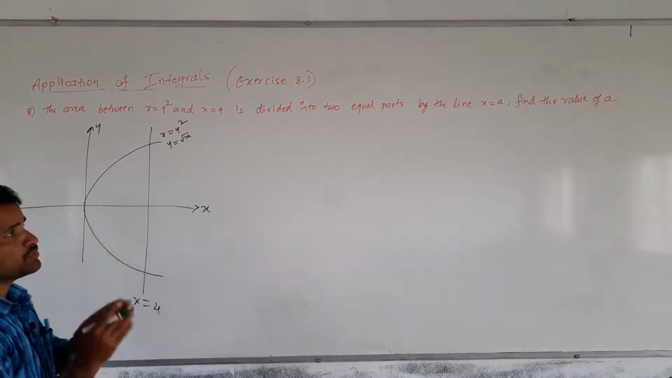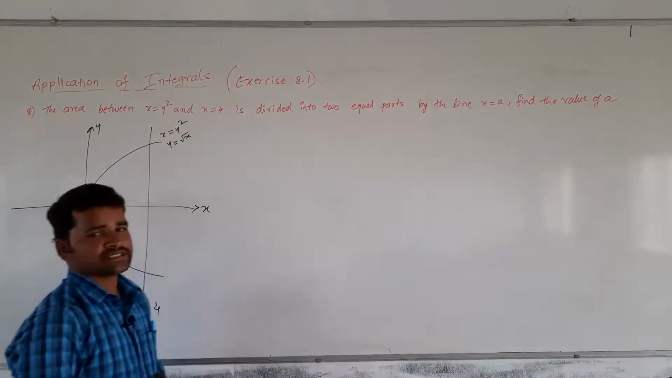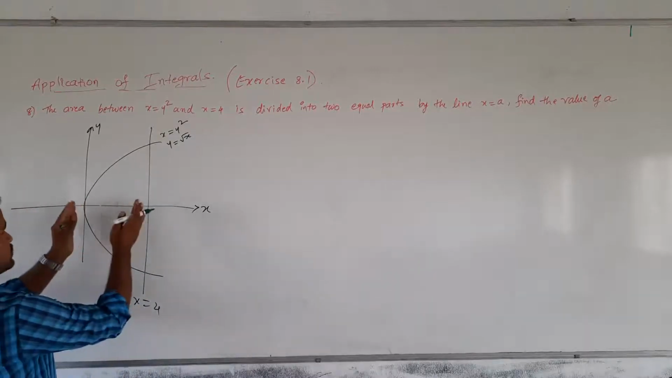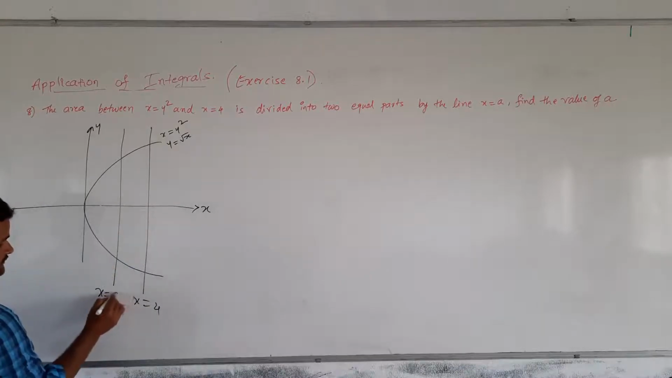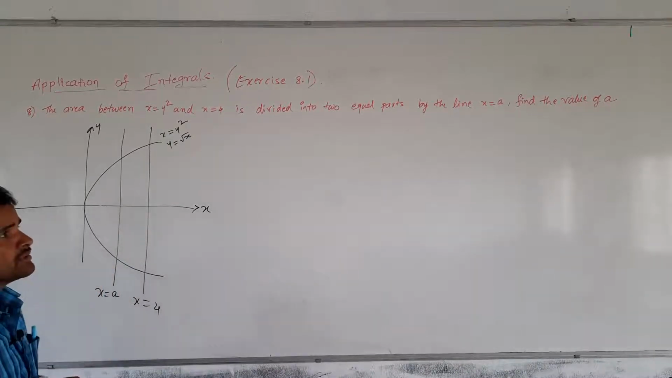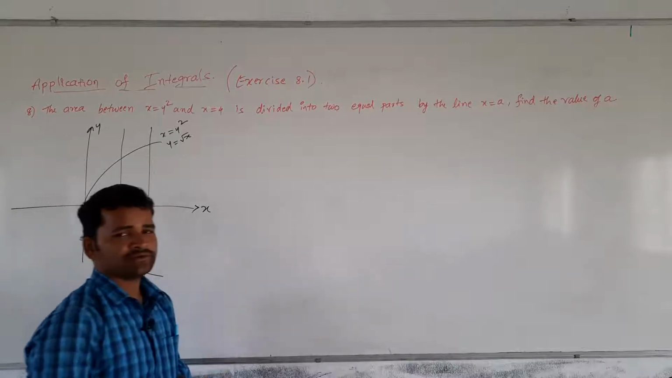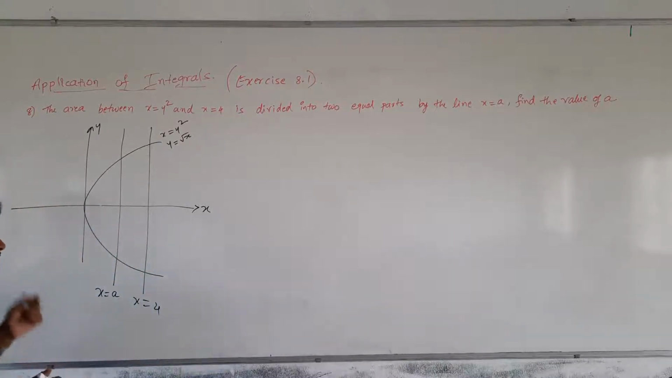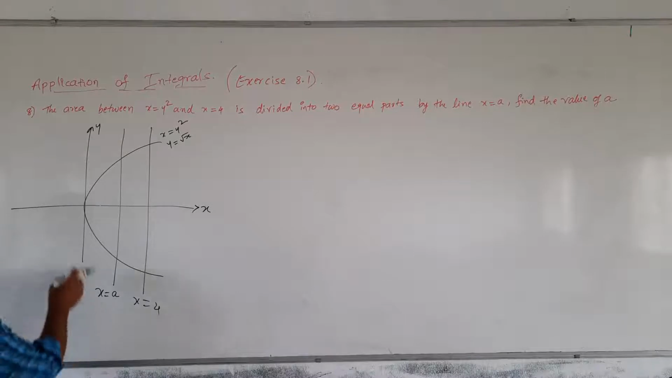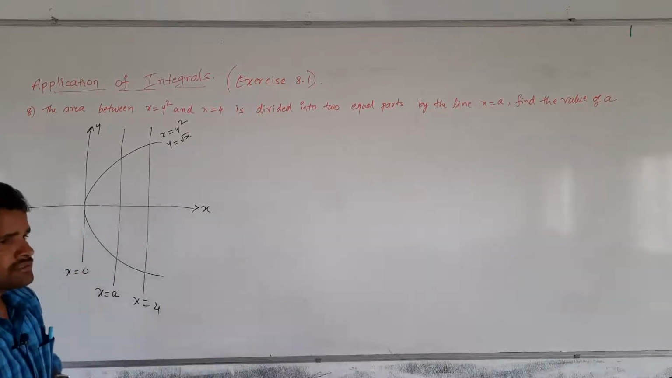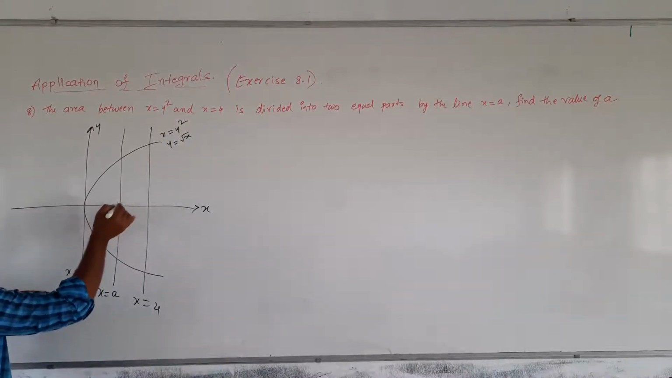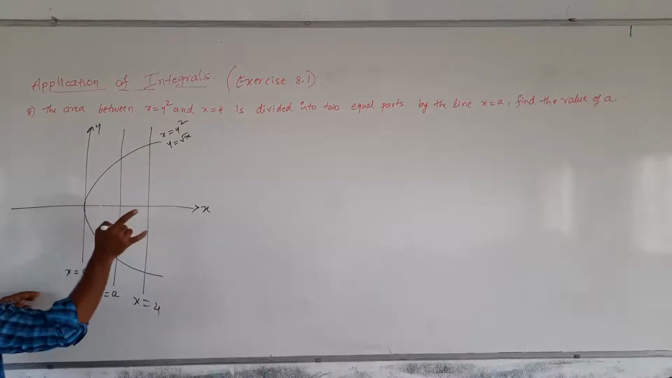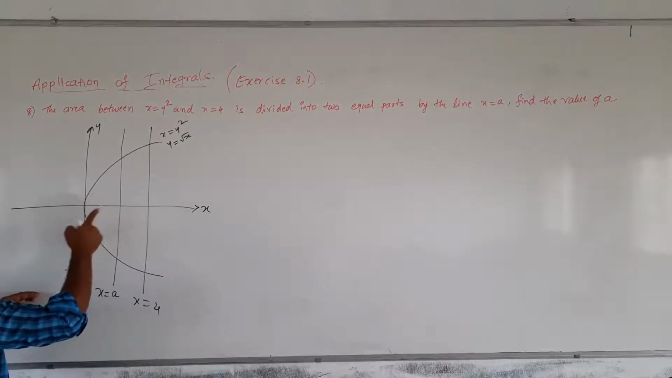It is divided into two equal parts by the line x is equal to a. If it is divided into two equal parts, where should x is equal to a be? X is equal to a should be here. This is x is equal to a. Find the value of a. We need to find out the value of a here. Which line is this? This is y axis. Its equation is x is equal to 0. I will consider this as the first region and this as the second region. They are saying that this line divides the area into two equal parts.